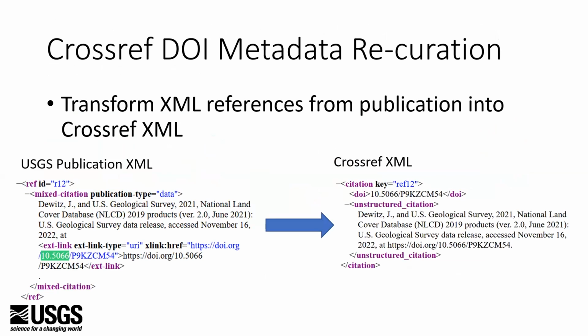So I was able to transform the XML references from the publication into the Crossref XML schema that we can use to update the Crossref DOI metadata. If you enjoy reading XML, I'm sure many people in this room do, you may notice that we are passing both an unstructured citation and the parsed DOI to Crossref. The parsed DOI is very important for enabling these machine-readable connections between data and publications.